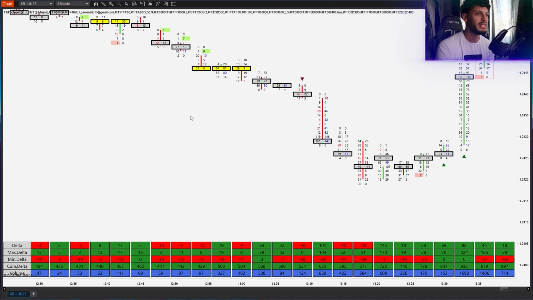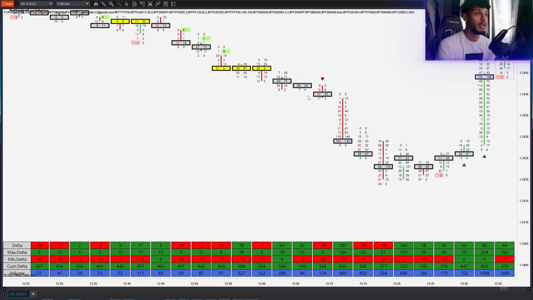I have to be able to see, okay, is the effort matching the result here? Is the effort matching the result? Is the effort matching the result? And you'll only be able to tell this by looking at an accumulation of price action. You have to take a look at 5-6 candles all in total.